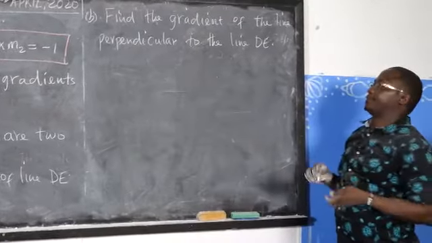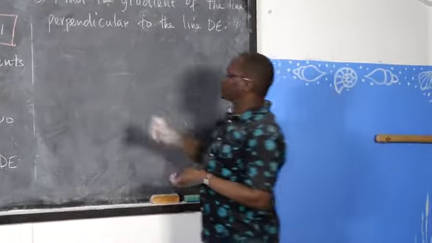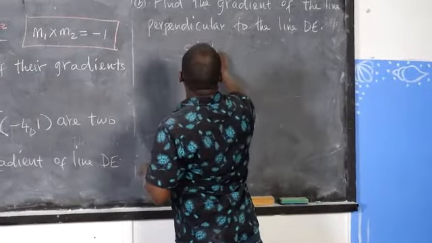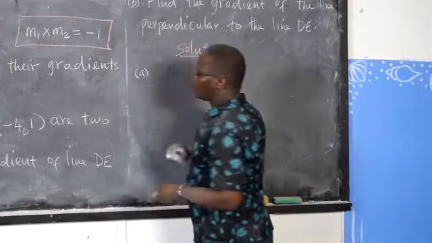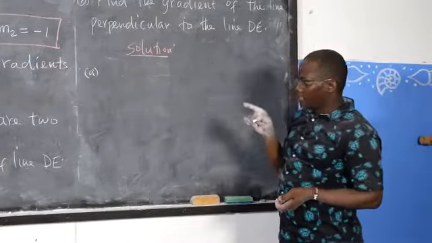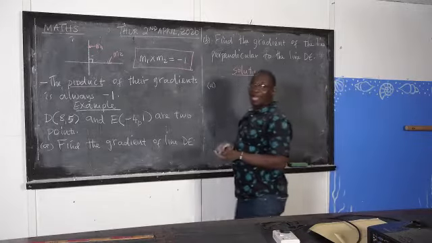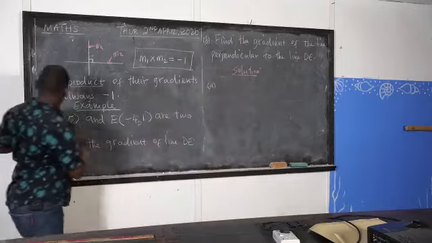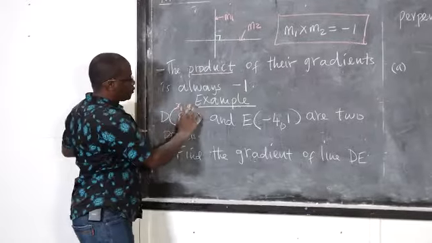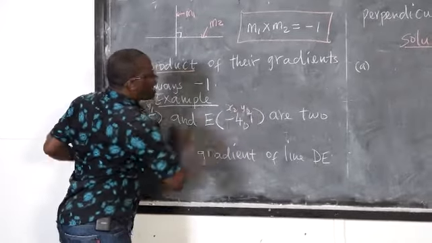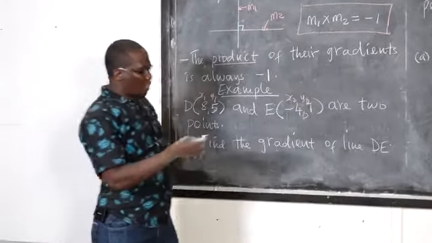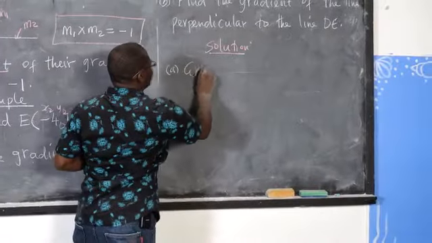So we have 2 steps. The first step, that is A, we are told to find the gradient of the line DE. Just like I said before, label the points correctly. Then after that, write down the formula of getting the gradient, I insist.